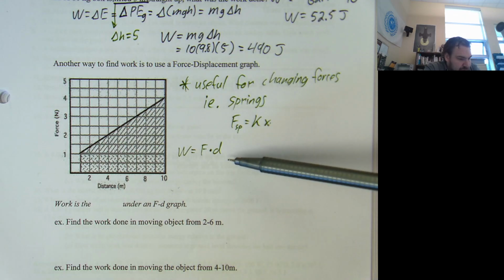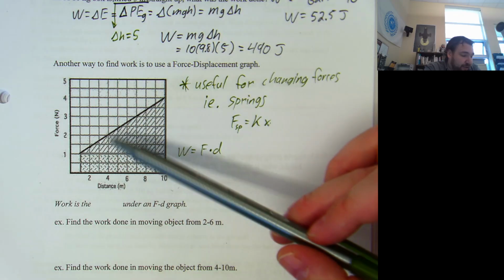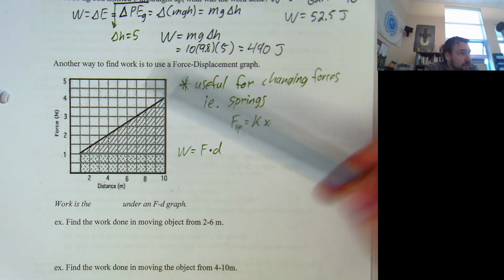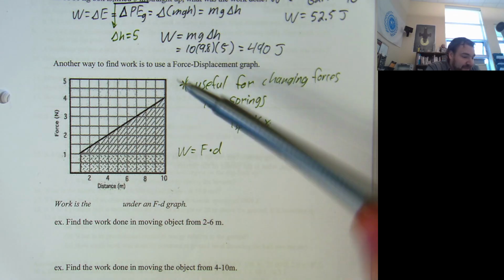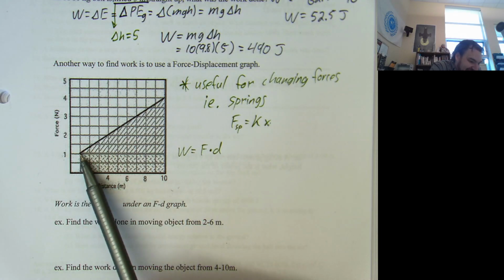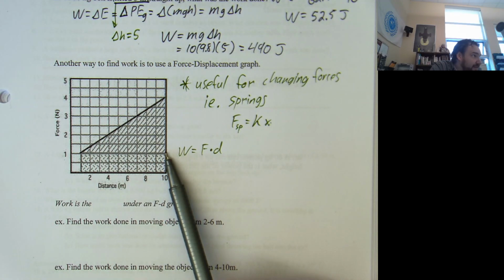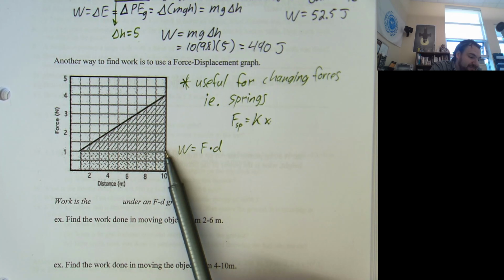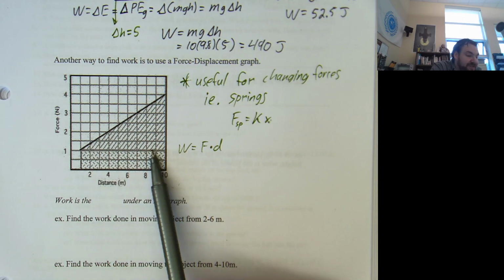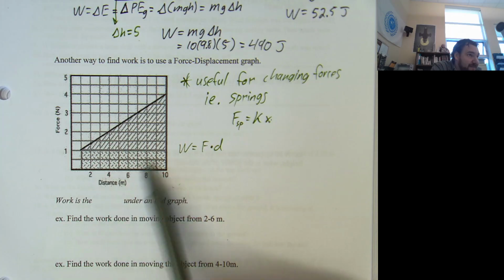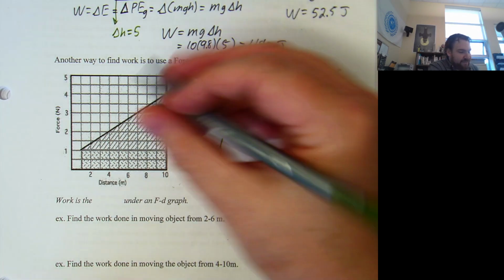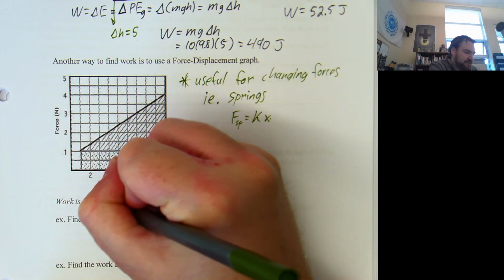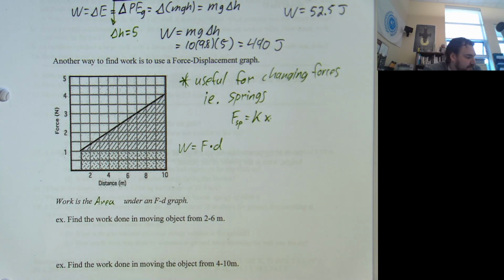So if I'm multiplying forces and distances together, what am I finding on this graph? If I'm multiplying a force by a distance, what am I finding? Forces times distances are areas. Thank you. Work is the area under a force distance graph. So let's figure out the work done.